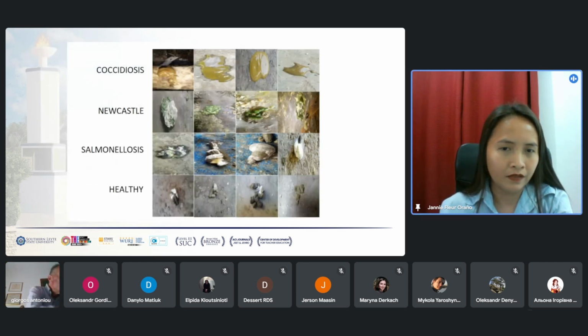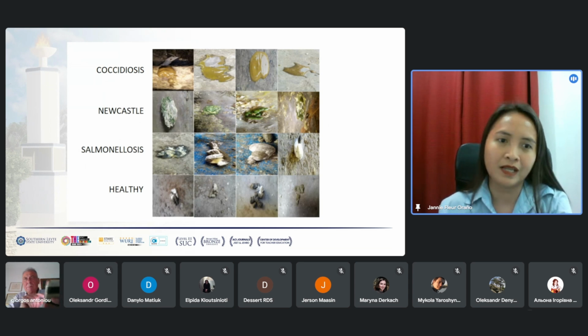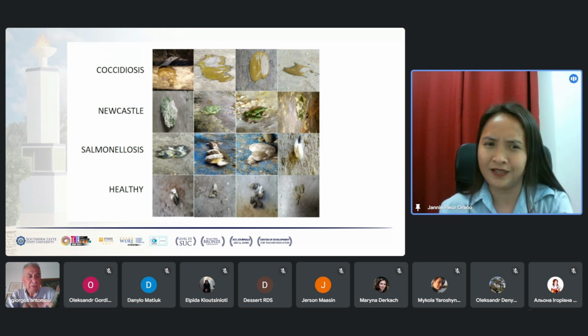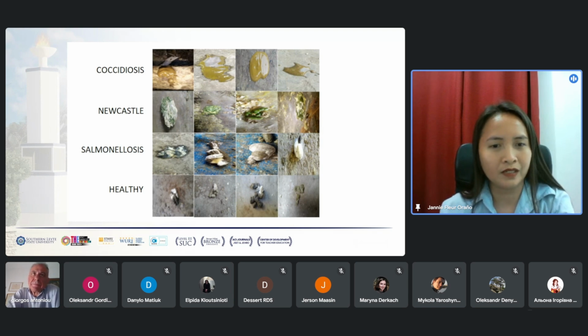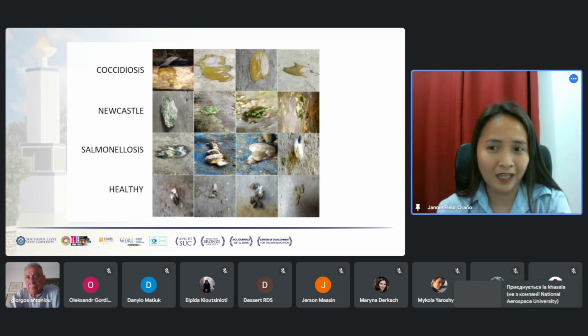These are the sample images for each of the classes: coccidiosis, Newcastle, salmonellosis, and healthy. We can see that there are differences in their characteristics. For coccidiosis, it's somewhat yellowish. For Newcastle, there are green spots in the fecal. For salmonella, there is a whitish part in the fecal, and for the healthy one, just the normal fecal feature for a poultry.